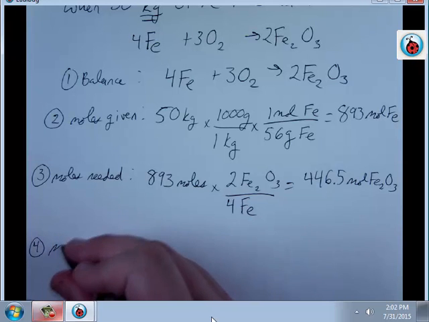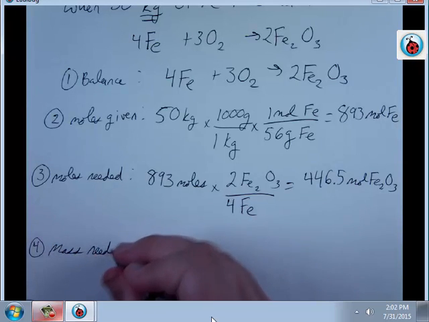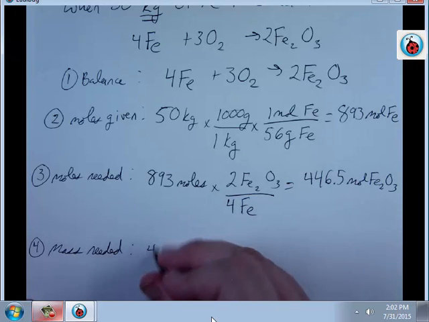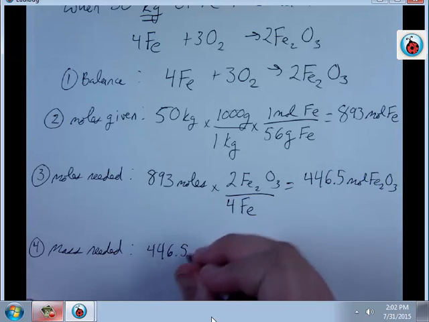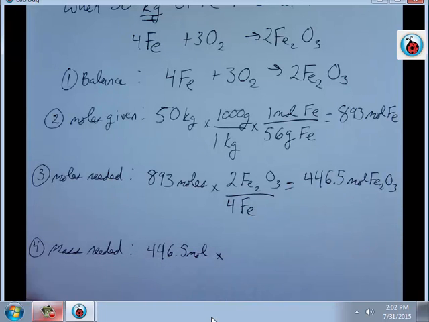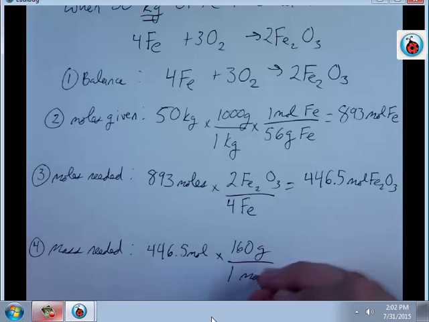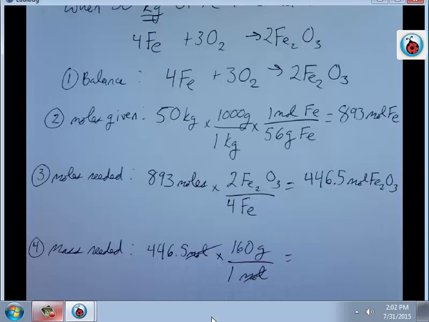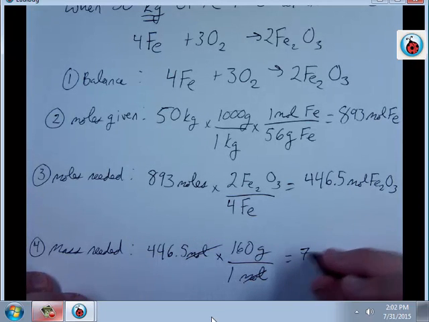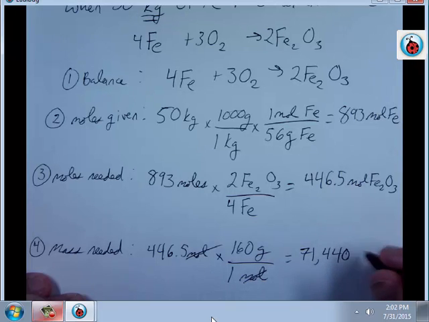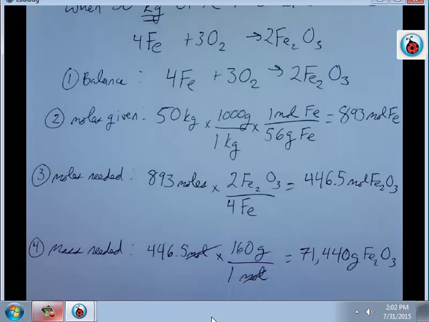And finally I go to mass. I have 446.5 moles times, and Fe2O3's mass is about 160. And when I multiply those together, I get 71,440 grams of Fe2O3. Alright, so that's basic stoichiometry.